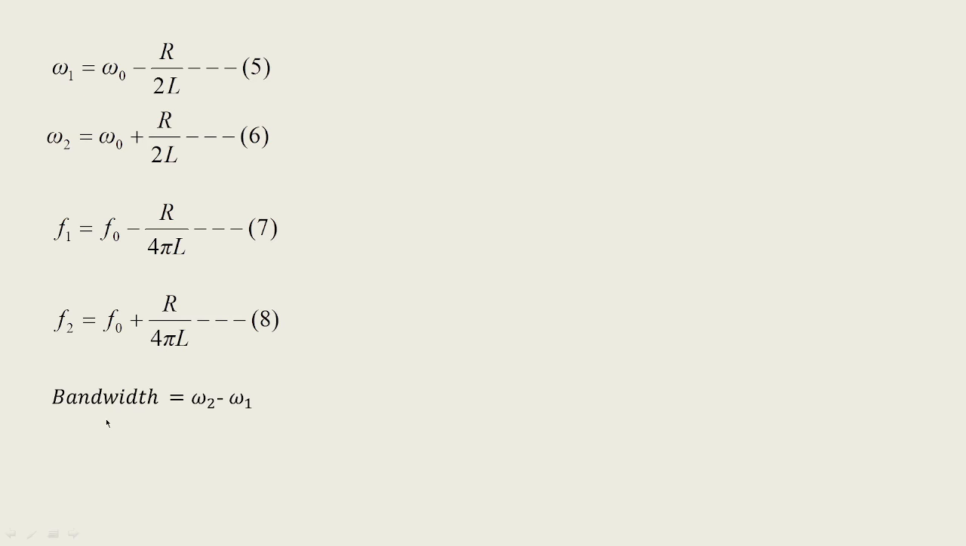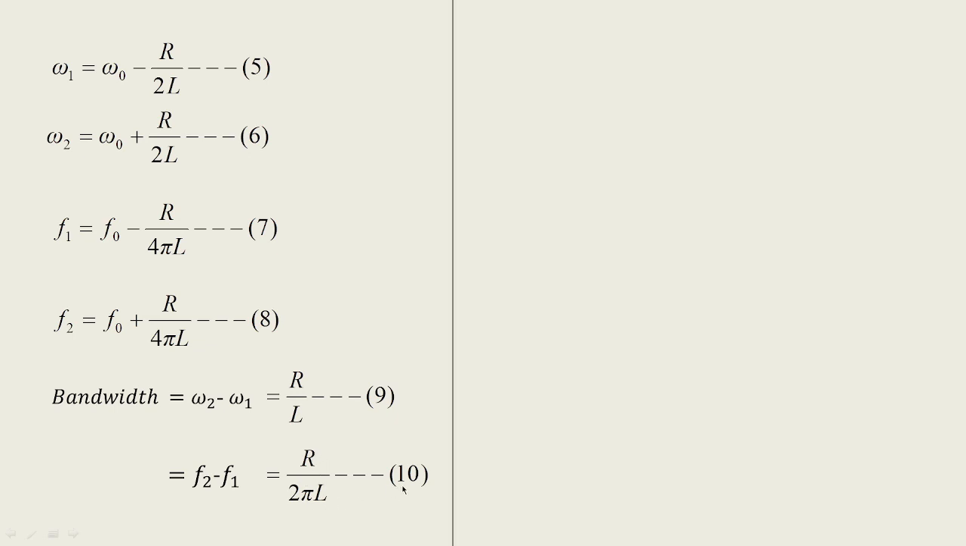And we have already stated the bandwidth as a difference of the two frequencies, the upper cutoff frequency minus the lower cutoff frequency. So if you substitute equation 6 and 5 respectively in these two values, you're going to get the value of bandwidth as R by L. And if you substitute equation 8 and 7 respectively in f2 and f1, we are going to get the value of bandwidth as R by 2 pi L. So this we can treat as equation 10.